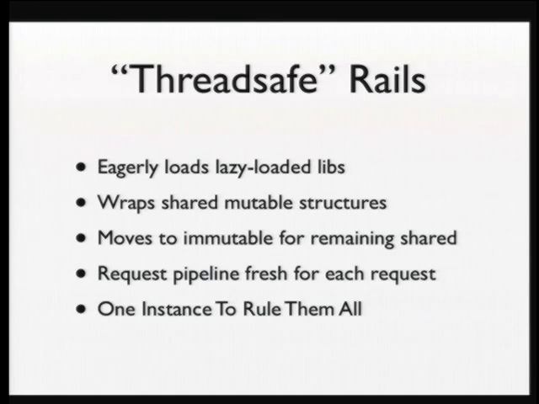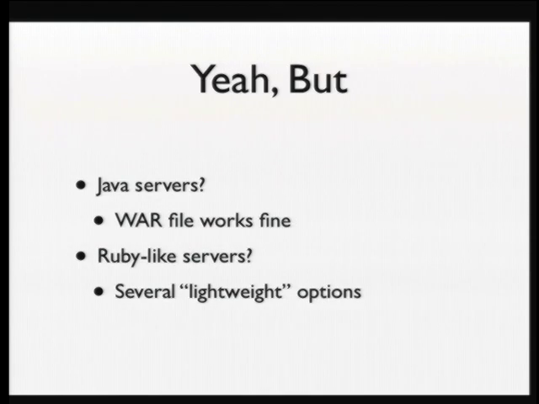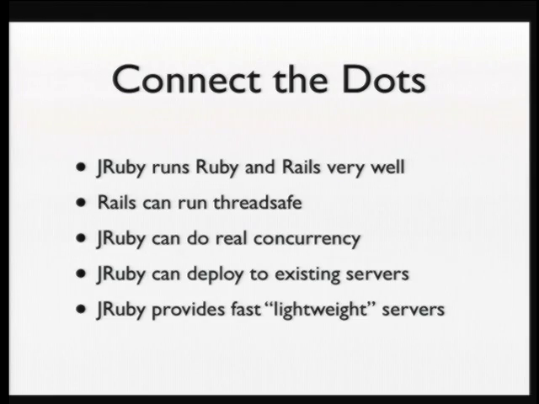Any of the mutable structures that they do have, they did a little bit of wrapping and cleaned those up. Almost all the other shared stuff, they made immutable, and they construct the whole request pipeline fresh for every single request. So now you really can do with JRuby, for example, one instance, actually one process or one application deployed to a Java app server and handle all the requests you want and actually scale across all the cores. So the concurrency thing is a bit of a myth.